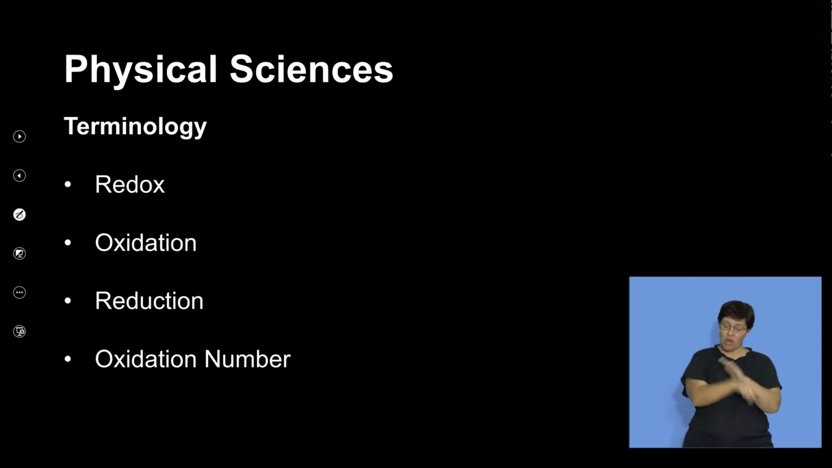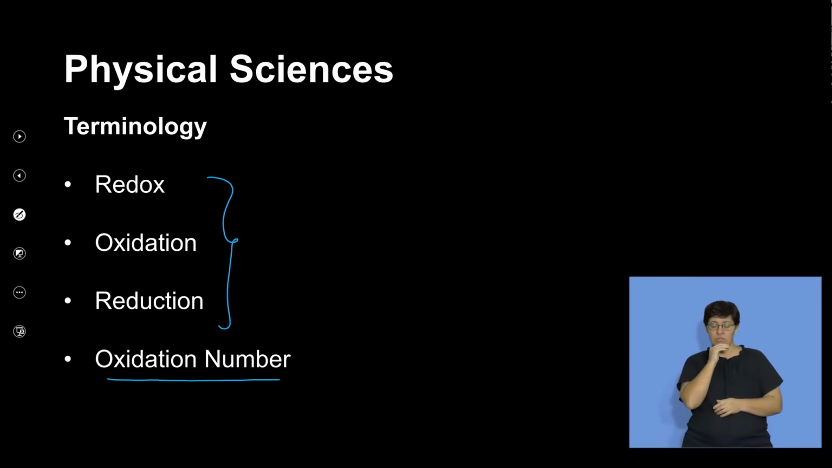Right. Okay, so some of the terminology, as I've indicated: we'll talk about redox, your oxidation, your reduction, which are actually processes which involve the transfer of electrons, and we shall use oxidation numbers to keep track of whether a substance gains or loses electrons.